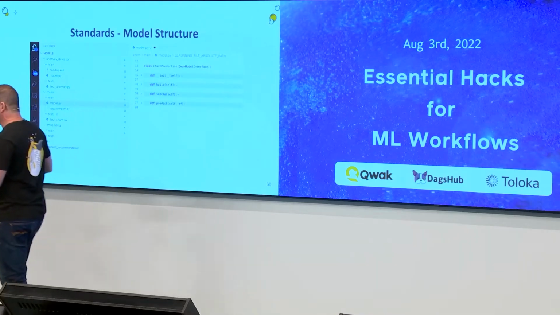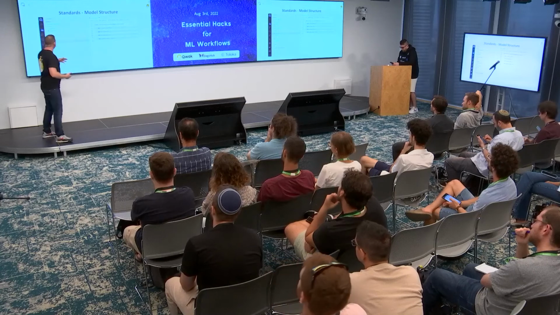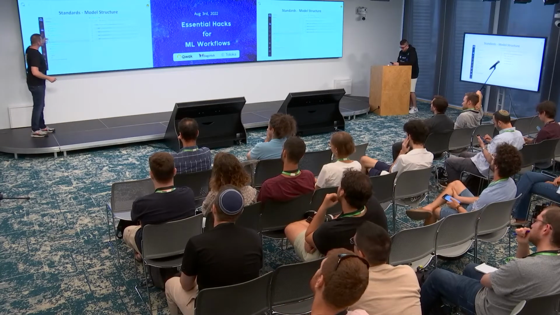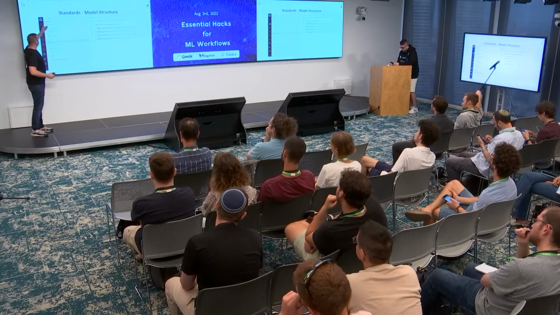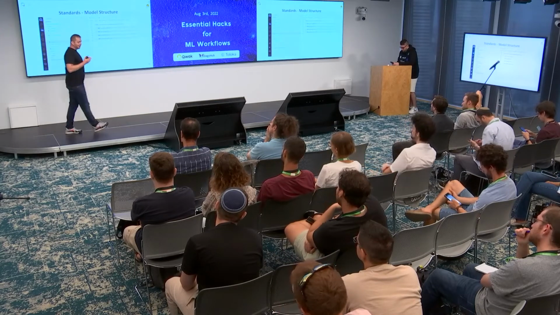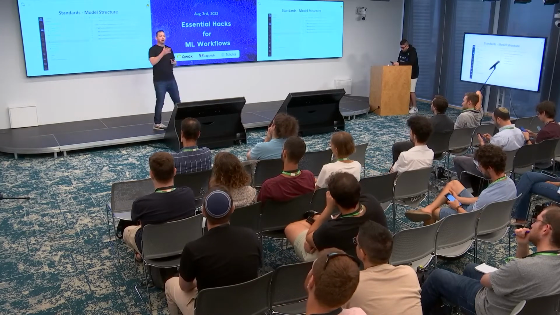So for example, and this is a really simplified example of a structure, you can see that in each one of the models, I have a main folder and a test folder. The main folder has, for example, the requirements file in it.